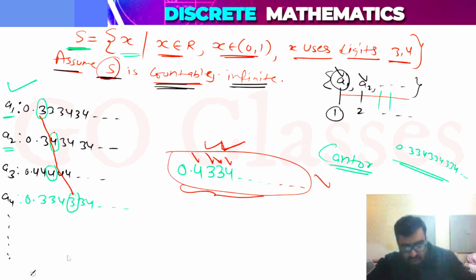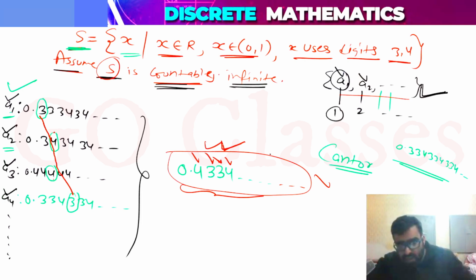Because first we assumed that this is countable. If this is countable, then there must be some one-to-one correspondence with natural numbers, so we must have a first number, second number, third number, fourth number, and so on. And now if we have this sequence, then I can create a number which is not in this sequence. And hence I can say that this definitely is not a sequence. So I can say this set S is not countable.